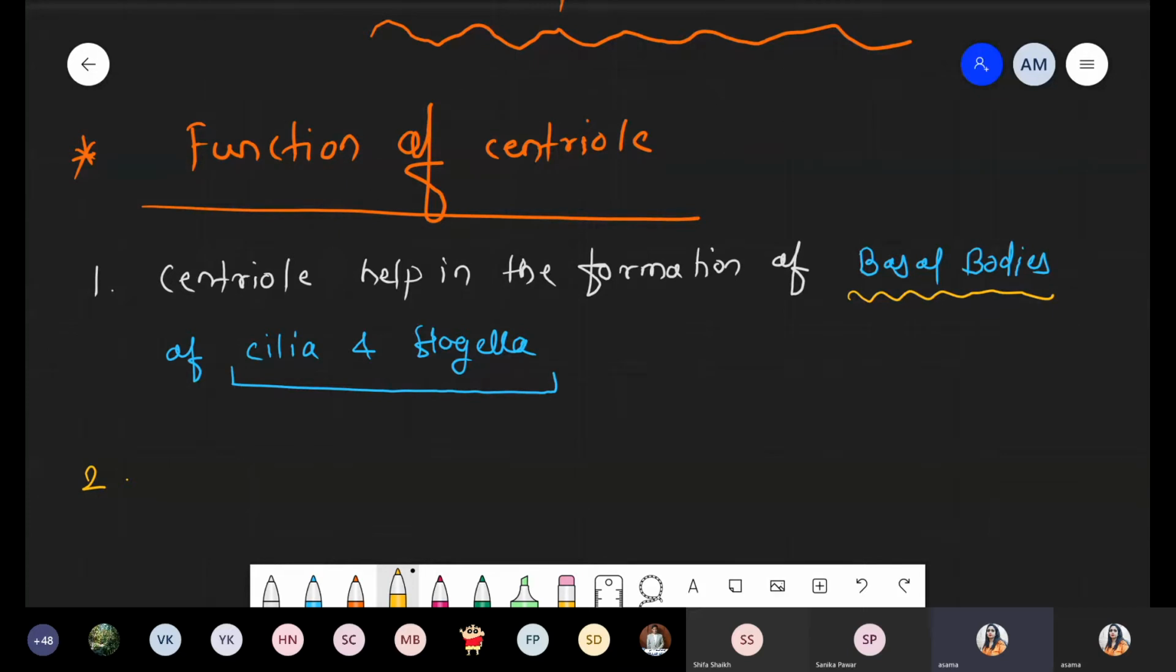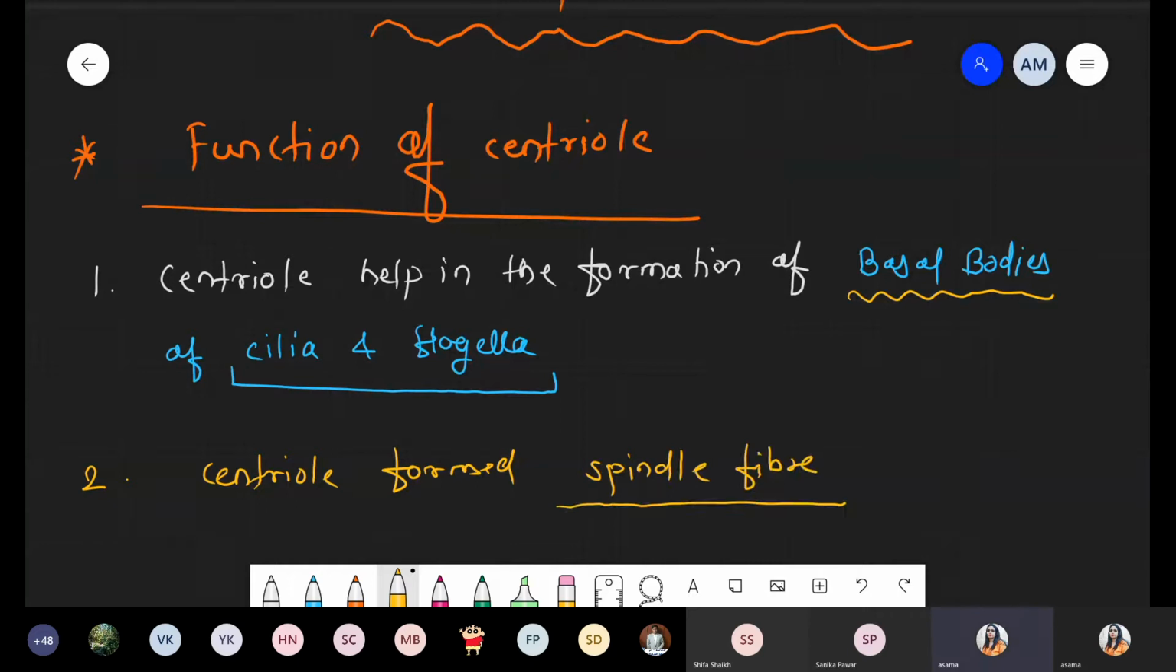Last class we discussed that there is a function of microtubules, right? And where the centriole is present, from that centriole there is the origin of the spindle fiber. So simply we can say that the centriole forms spindle fiber. Spindle fiber is involved in pulling of chromatid. So the centriole forms spindle fiber during cell division.